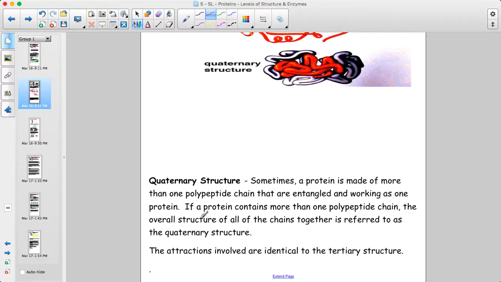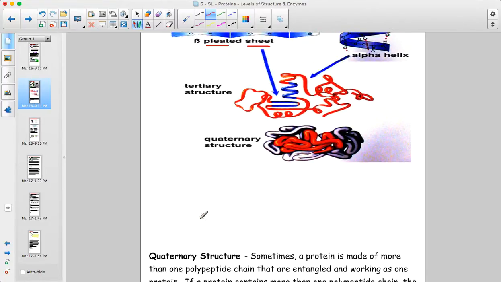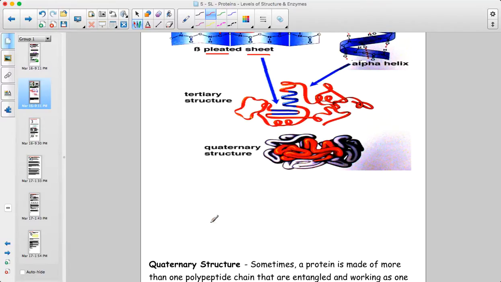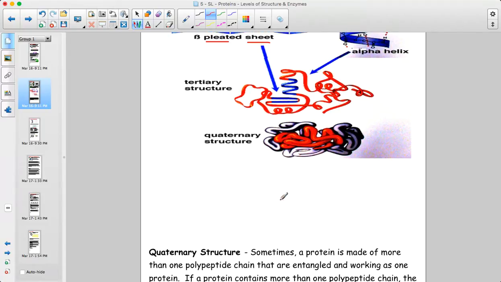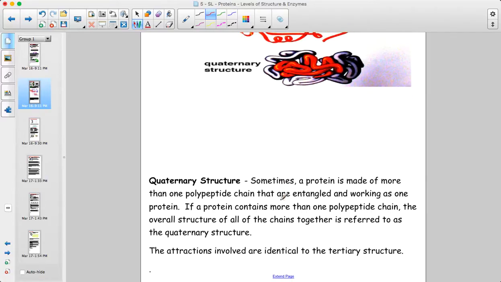The final term is the quaternary structure. Not all proteins have quaternary structures, but occasionally, or actually fairly often, more than one chain of amino acids, so more than one polypeptide chain, can get all entangled and attracted together and bonded together to act as one protein altogether. And so when you have more than one polypeptide chain in a protein, we refer to that overall structure as the quaternary structure of a protein.